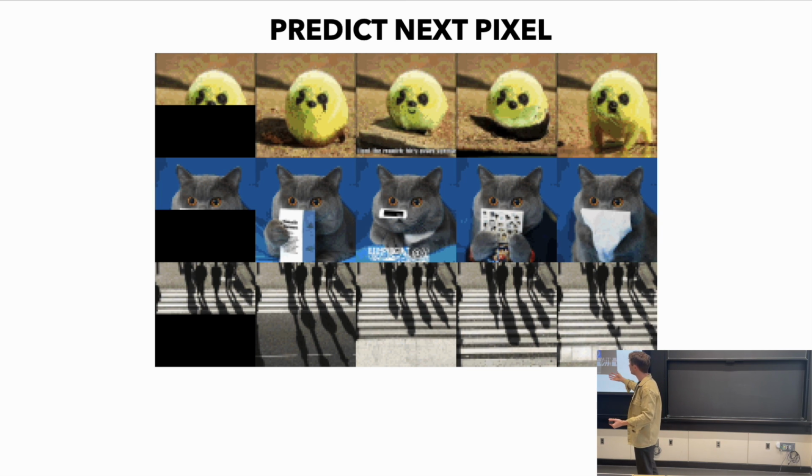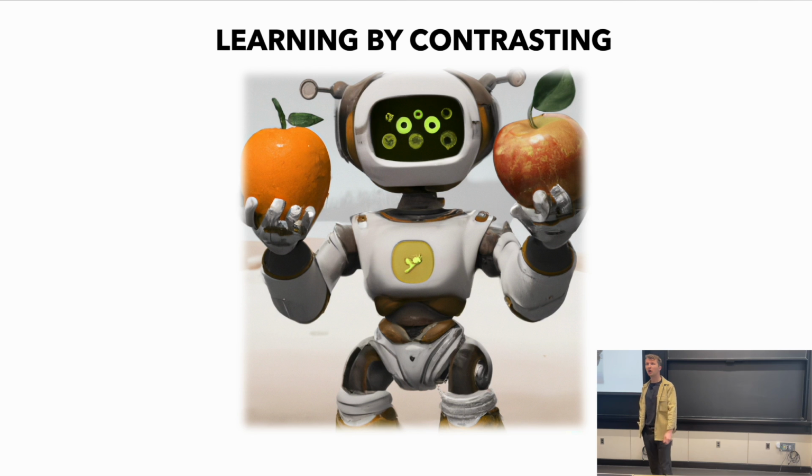And now you see different random seeds of how it completes this, but it needs to understand these different concepts to be able to generate them. It needs to understand crosswalks and shadows, etc. as well. So it has an indirect, implicit understanding of a lot of different phenomena in the world. But this is not really what we're using in vision right now, or that's not really state of the art. Instead, what works really, really well in vision is learning by contrasting.